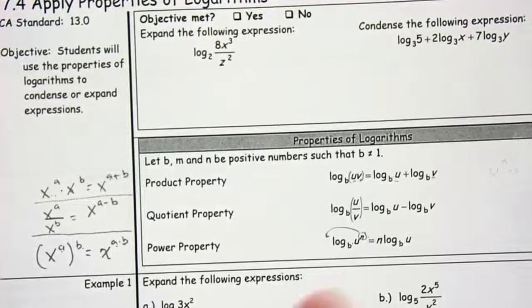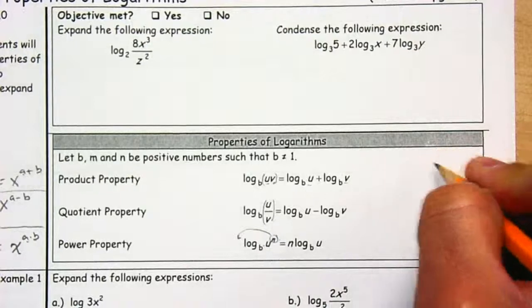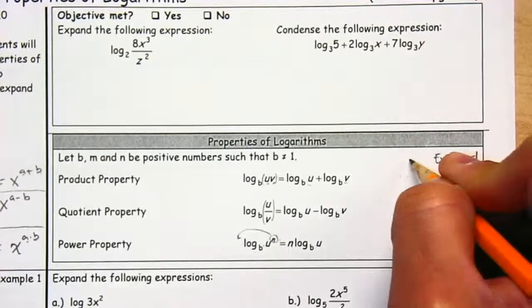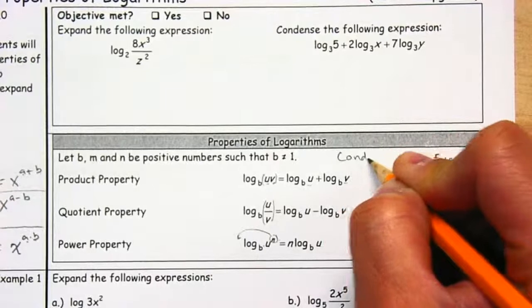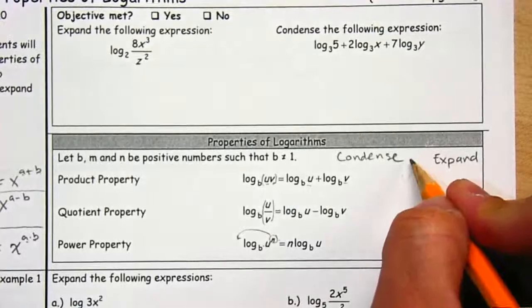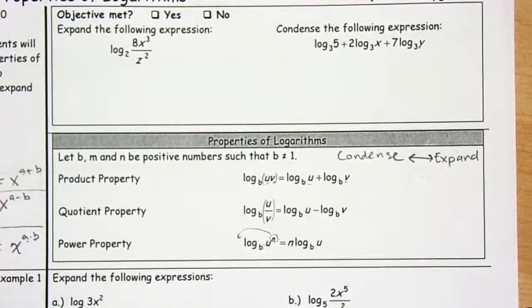So we're going to see how these kind of work out. There are two words, though, that you need to know. One is called expanding, and the other is called condensing. If you remember, expand kind of sounds like it's to make larger, and condensing is to make smaller. Well, we can go either way, and you're going to see examples of both of these below.